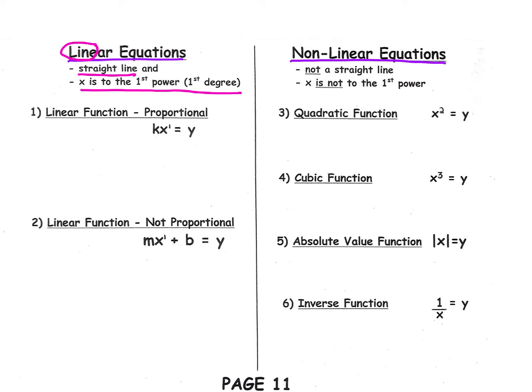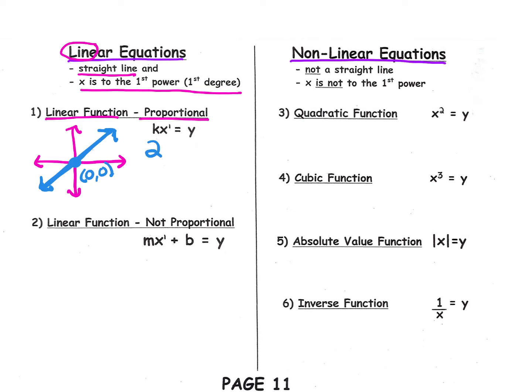Now, let's start with linear and proportional. When it comes to the graph of a linear equation, we know that if it's proportional, it's straight and it passes through the origin, 0, 0. So the graph of that particular equation will look like that. Please take a moment and sketch the graph of that equation. The look of the equation will be something like this.